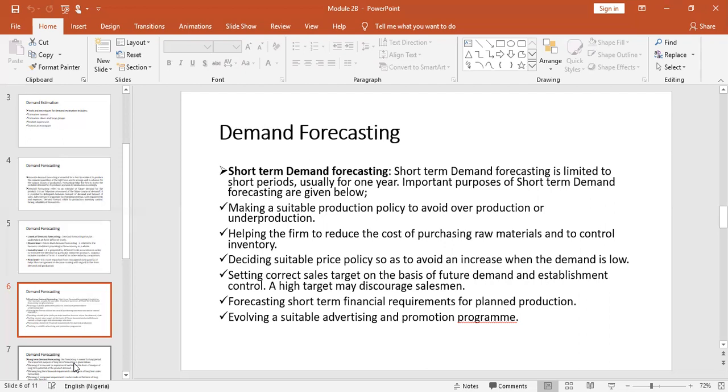Deciding suitable price policy so as to avoid an increase when the demand is low. Setting correct sales targets on the basis of future demand and establishing control. A high target may discourage salesmen. When you have a salesman, you have to give them a target that is reasonable. That's why what is happening in banking sometimes is very ridiculous, when you give people very ridiculous targets that they can hardly meet. It discourages hard work, because no matter how hard you work you will not be able to meet the target. So firms are also interested in being realistic in their own forecast of demand, so that they can give reasonable sales targets. Forecasting short-term financial requirements for plant production and other things.